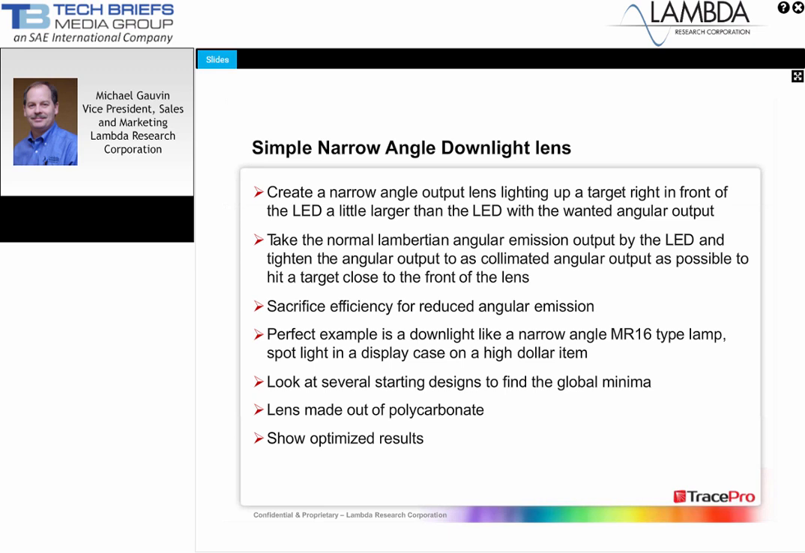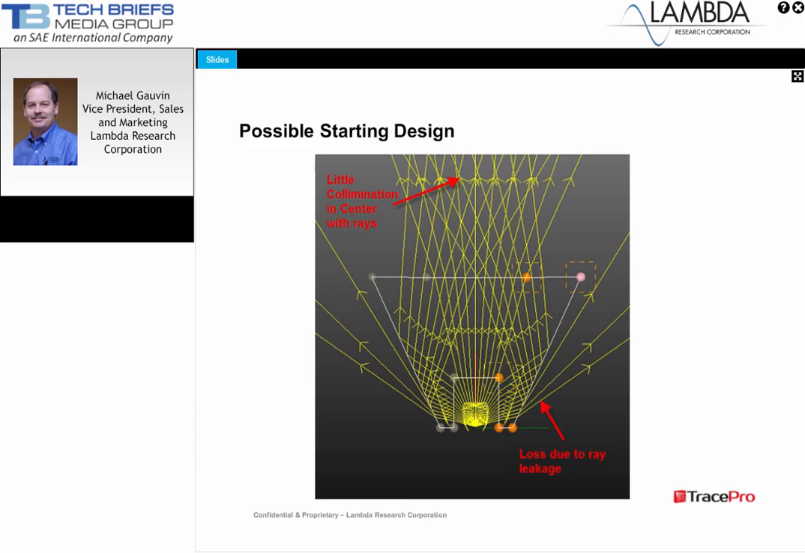And a perfect example for this type of lens would be a MR16 narrow angle output lamp. Perfect for doing a spotlight in a display case onto a high dollar item, for instance. We're going to look at a couple of different designs here to find a local minima, which gives us the global minima. And we'll say that the lens is made out of plastic in this case because they're moldable. And we're going to have some interesting things going on inside of the lens to mold it with.